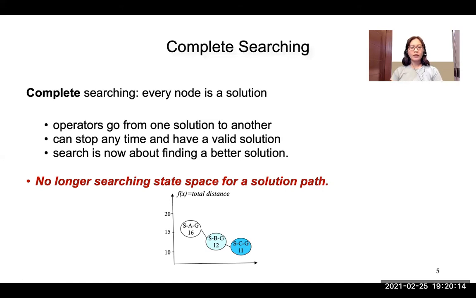Okay, in complete searching, it's a little bit different. Now we consider a node here as a solution. So the whole graph is a set of the possible solutions. The operators can go from one solution to another solution and find the best solution from the alternatives.